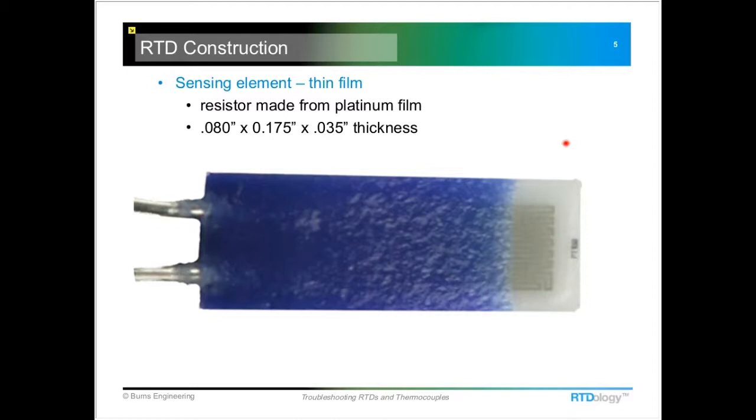There are smaller ones and there are larger ones, but this is kind of an average size thin film sensing element. As you can see, this can be a lot more durable than the wire wound version, because the platinum film on the substrate really isn't going to go anywhere with vibration or shock or anything, so these can be very rugged.